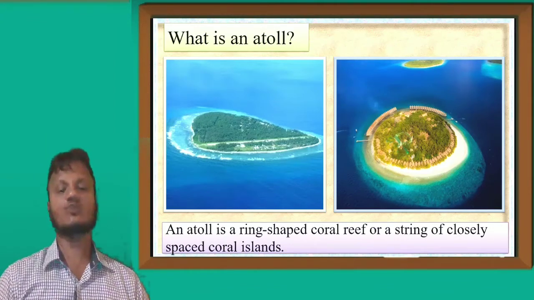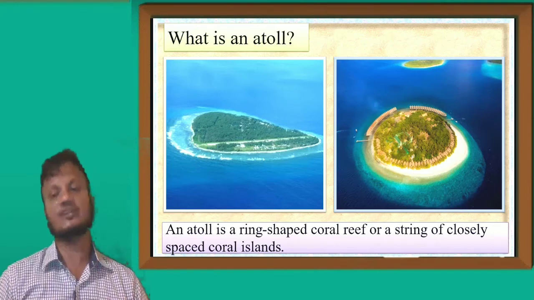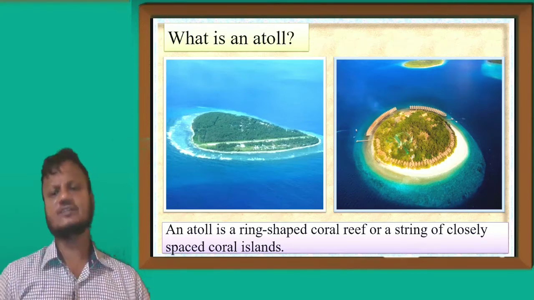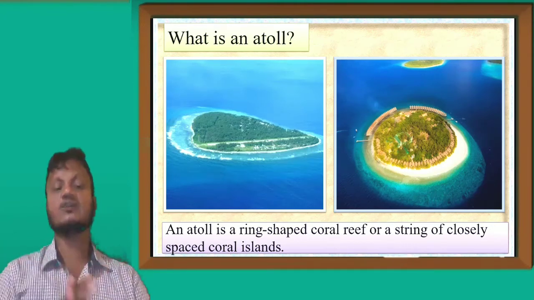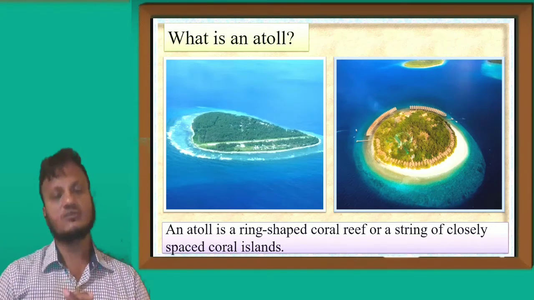Atoll is a ring-shaped coral reef or a string of closely spaced coral islands. They are also islands, but they are ring-shaped. Okay, they are ring-shaped coral reefs, so they are called atolls.